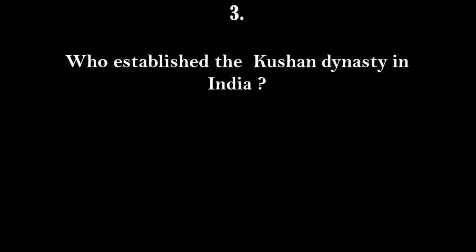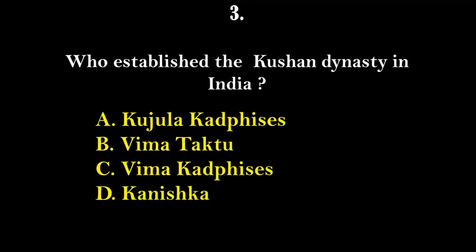Question number 3. Who established the Kushan dynasty in India? Options given here are Gujula-Gatvasis, Vimataktu, Vimagatvasis, and Kanishka. In fact, we should keep in mind that these are the 4 most important and efficient rulers of the Kushan dynasty. So in almost all the topics of the Kushan Empire, you will see the name of this most important ruler under the Kushan dynasty. So who established the Kushan dynasty in India? The right answer for this will be option number A, that is Gujula-Gatvasis, who was the founder of the Kushan dynasty in India.